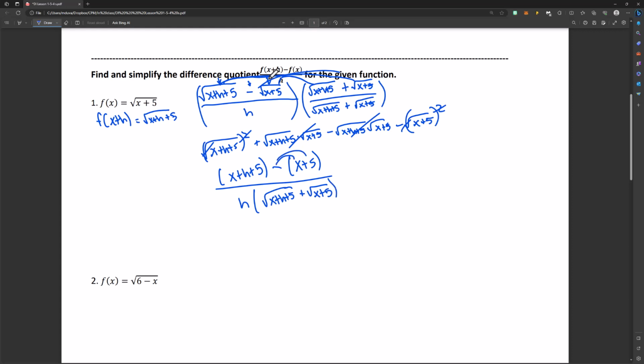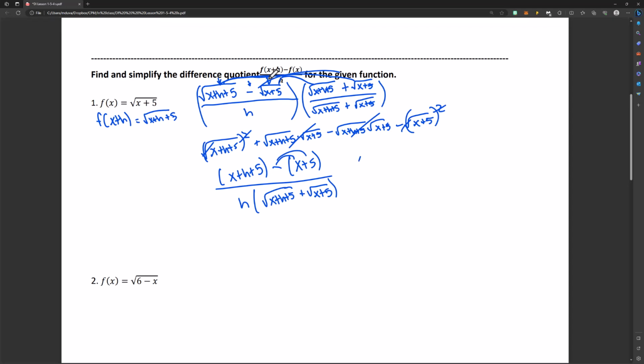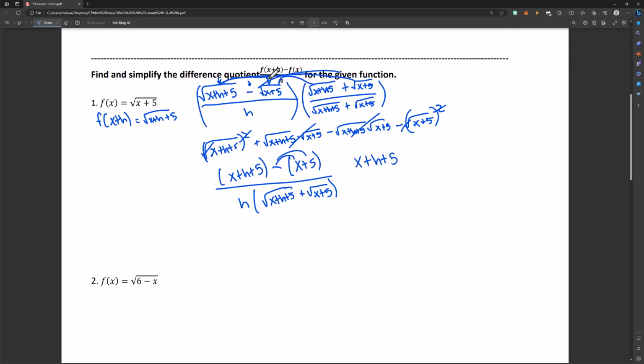Distribute the negative. So you get x plus h plus 5 minus x minus 5. The x cancels out, the 5's cancel out, so you're left with h over h times the square root of x plus h plus 5 plus the square root of x plus 5. H's cancel out, so you get 1 over the square root of x plus h plus 5 plus the square root of x plus 5.